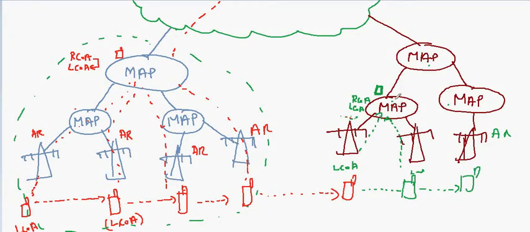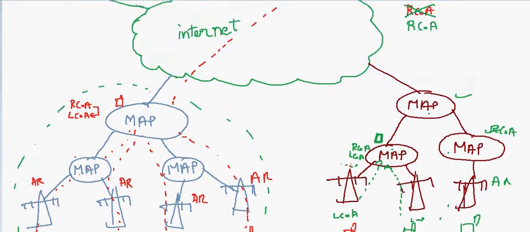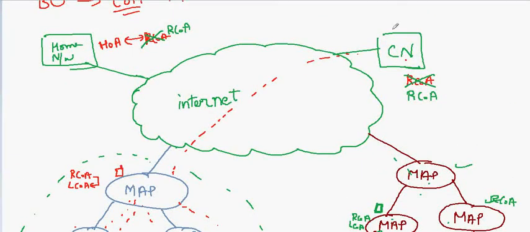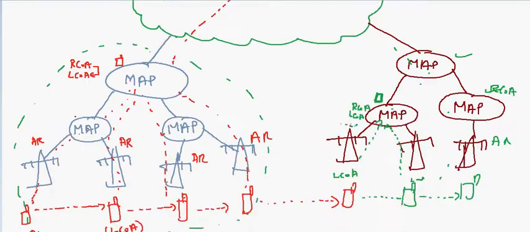Then, since it was registered to this MAP, its regional care of address will change again. Either the regional care of address will be given by this MAP or this MAP. Assume that the regional care of address is given by this MAP. So again it will inform the correspondent node that my regional care of address has changed.